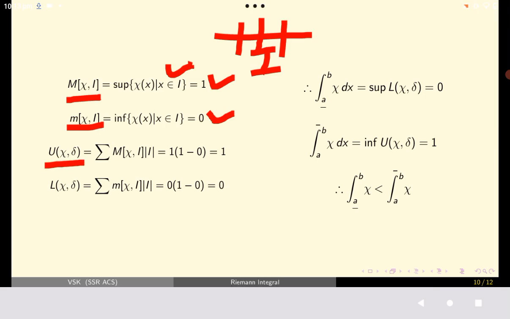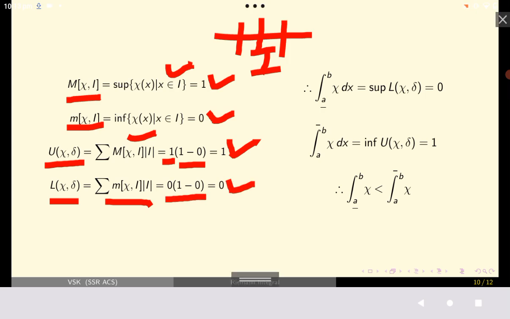Accordingly, if you find the upper sum, by definition it will be 1 into the sum of the lengths of the intervals, that is 1 minus 0, which is 1, and the lower sum will be 0 into 1 minus 0, that is 0. So all the upper sums have value 1 and all the lower sums have value 0. Accordingly, the lower integral will be the supremum of all lower sums, that is 0, and the upper Riemann integral will be the infimum of all upper sums, that is 1. So clearly this lower Riemann integral is strictly less than the upper Riemann integral.